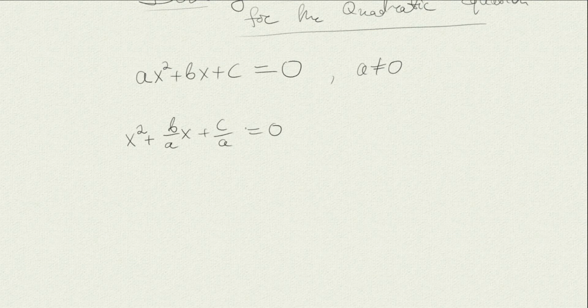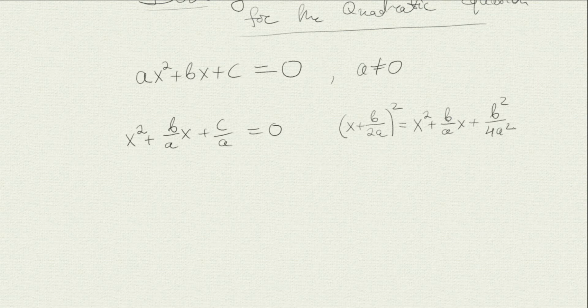Well, we need to remember the formula for the square of the sum of two numbers. And the idea here is that we would like to get rid of this term here. So if we consider the expression (x + b/2a)², then when we open it up, this is x² plus twice x times this, which is (b/a)x, plus the other term, which is b²/4a².